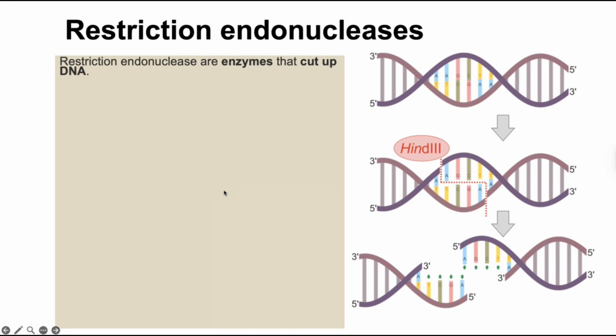Restriction endonucleases, this is another method using enzymes, and these are enzymes that can cut DNA. They naturally occur in bacteria, and bacteria have them as a defense mechanism.